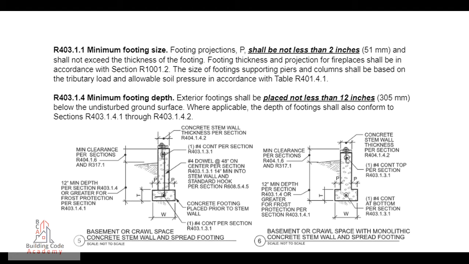R403.1.4 Minimum footing depth. Exterior footings shall be placed not less than 12 inches, 305 millimeters below the undisturbed ground surface. Where applicable, the depth of footings shall also conform to Sections R403.1.4.1 through R403.1.4.2.